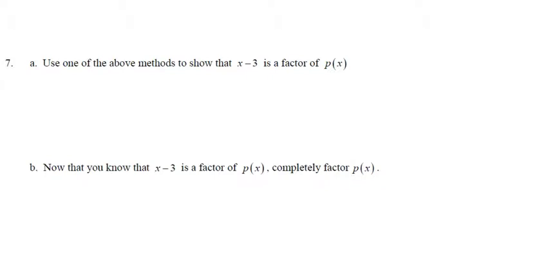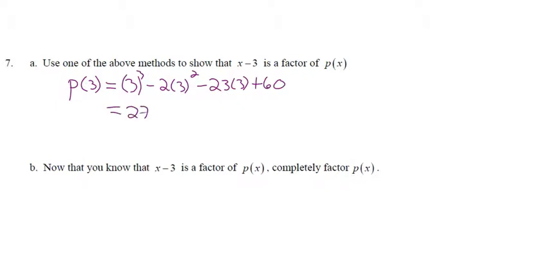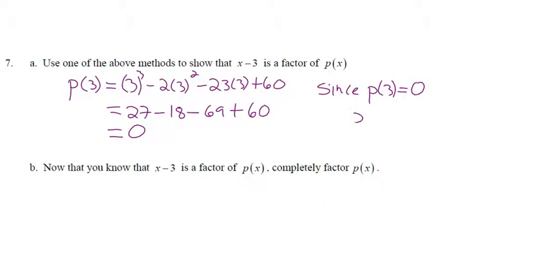Use one of the above methods to show that x minus 3 is a factor of p(x). Which one would you like to do? The second, because it's easier. So p(3) is 3 cubed minus 2 times 3 squared minus 23 times 3 plus 60. That's 27 minus 18 minus 69 plus 60, which is 0. Since p(3) is equal to 0, x minus 3 is a factor of p(x).